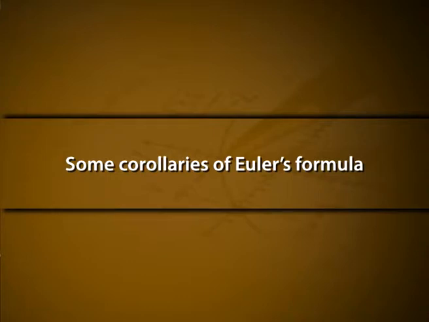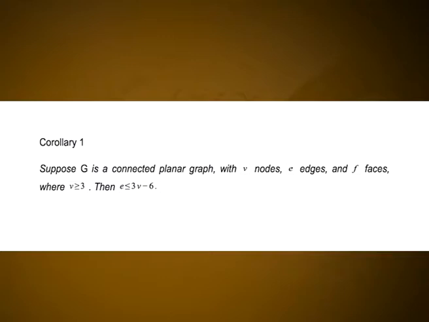Now, let us see some corollaries of Euler's formula. Corollary 1. Suppose G is a connected planar graph with V nodes, E edges and F faces where V is greater than or equal to 3. Then E is less than or equal to 3V minus 6. The proof is like this.